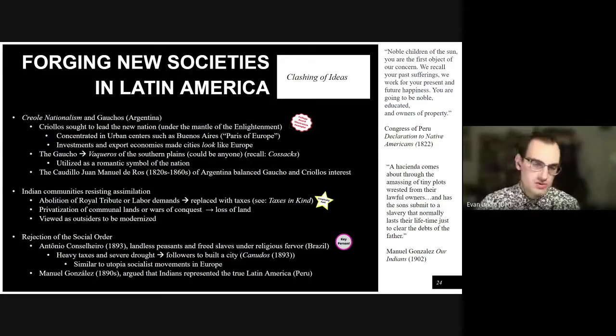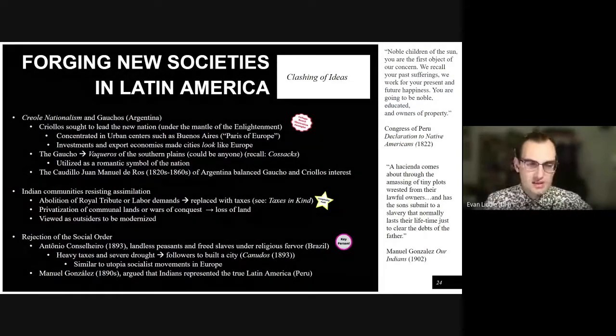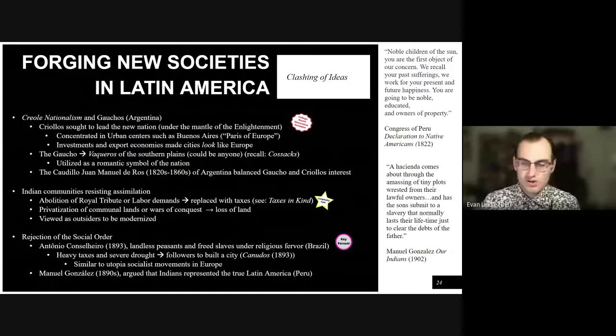Urban criollos were concentrated in cities such as Buenos Aires, which was called the Paris of Europe. All of the food and raw materials that many of these nations exported went to pay for the creation of cities with classic architecture and large concert halls, the idea being that we're going to make our cities look like Europe.